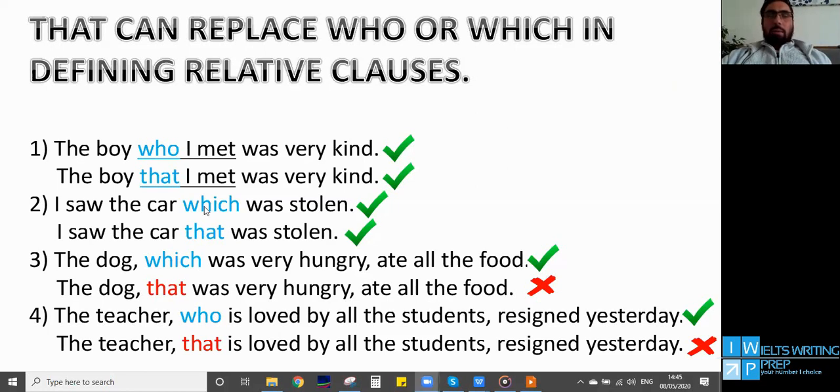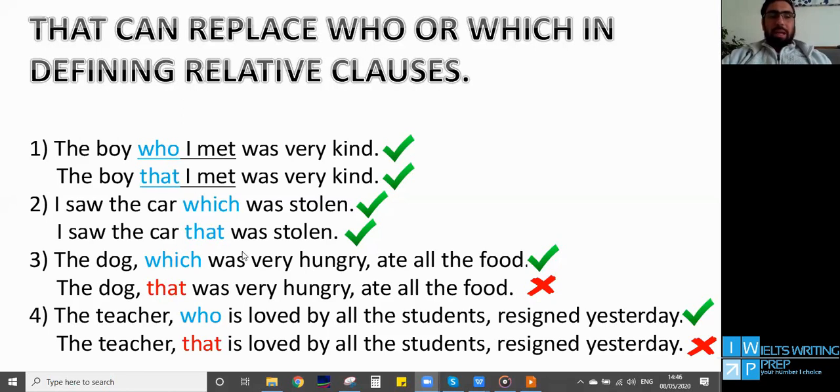Okay. So here, the boy who I met was very kind. The boy that I met was very kind. It's the same. Now, why would you want to change them? Possibly if you've written who too many times and you just want to use that, that is a possibility. Of course, you could drop it when it's a subject like this. Here we have, I saw the car which was stolen. I saw the car that was stolen. So we could use them for either.